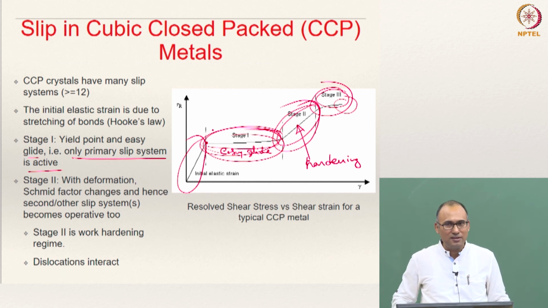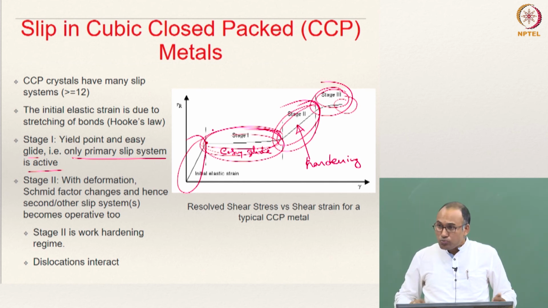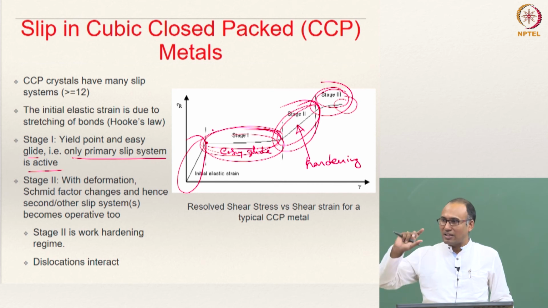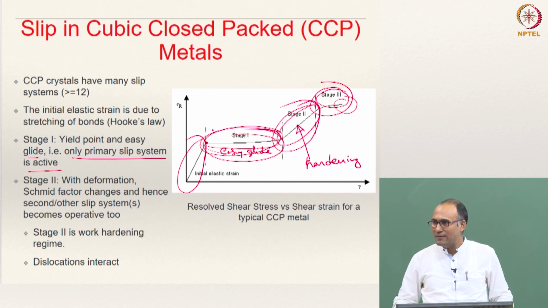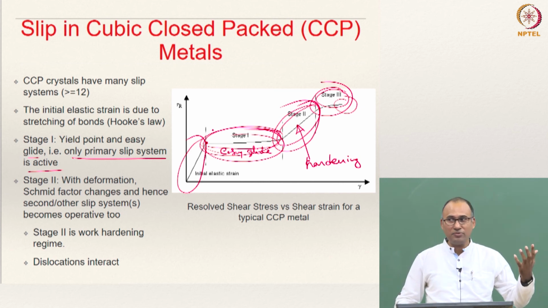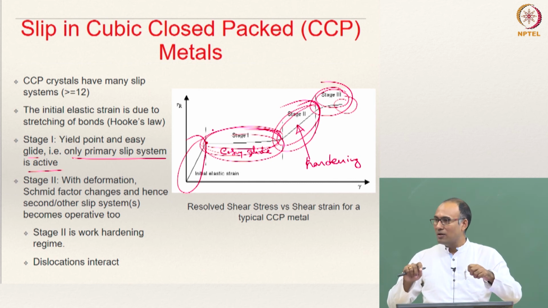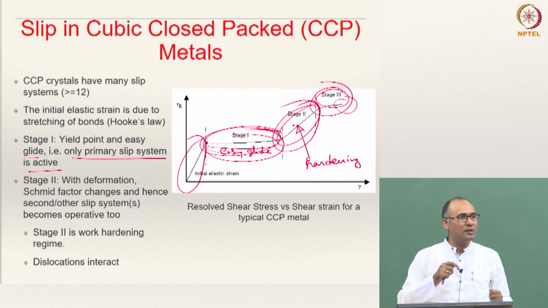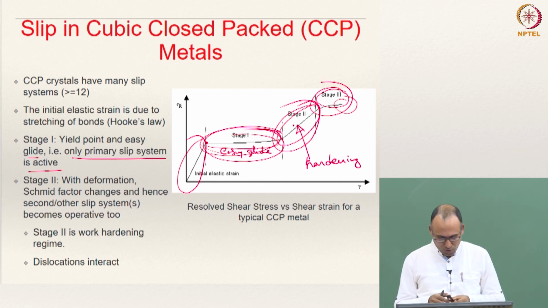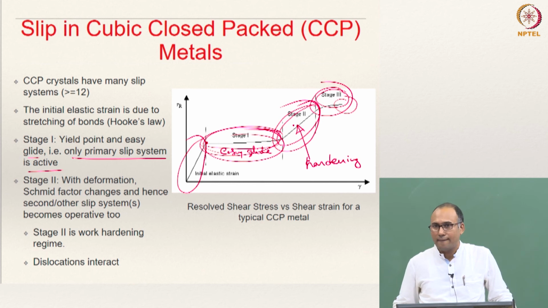for BCC, because there are so many slip systems in BCC. It is possible that the other slip systems are also getting activated. Because of the existence of more slip systems, other slip systems get activated, and as a result you will have stage 2 kicking in much earlier. Okay? Alright. Any questions?